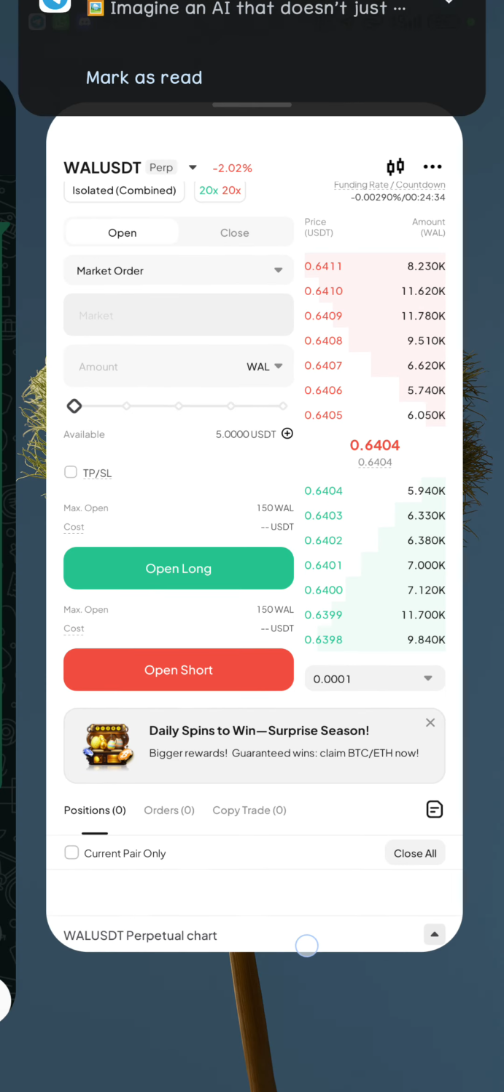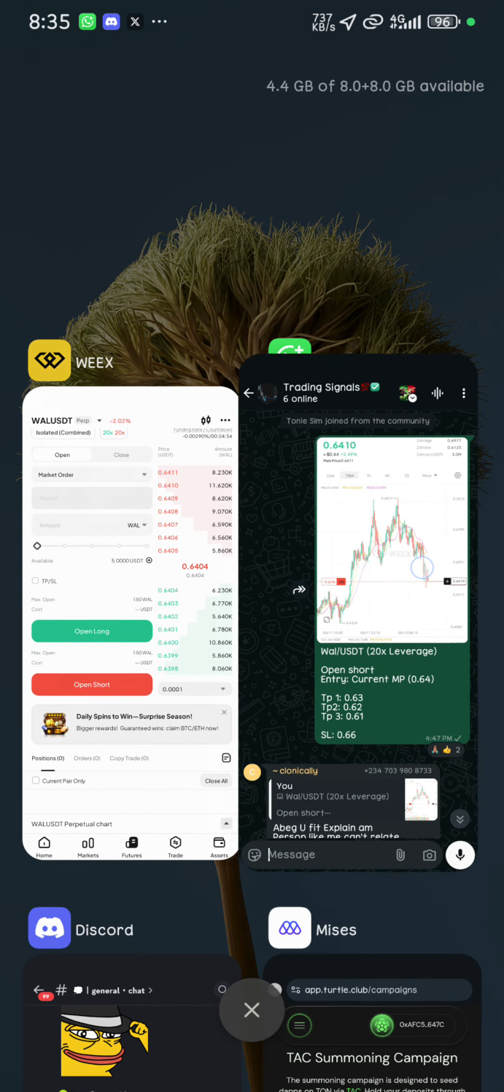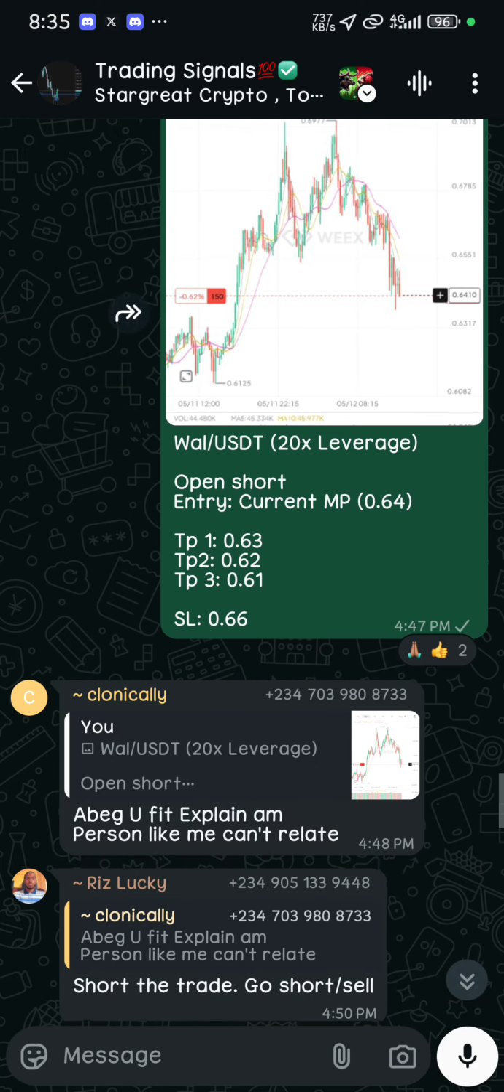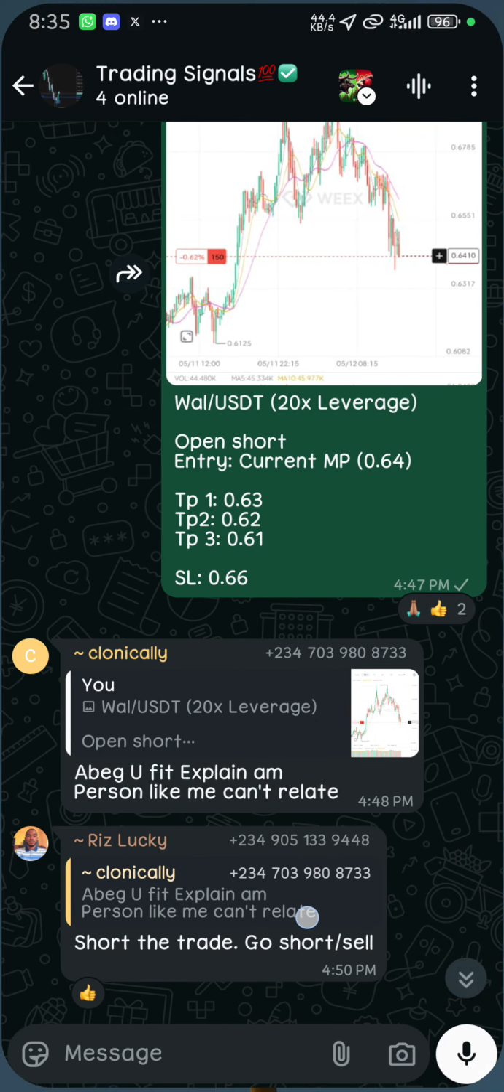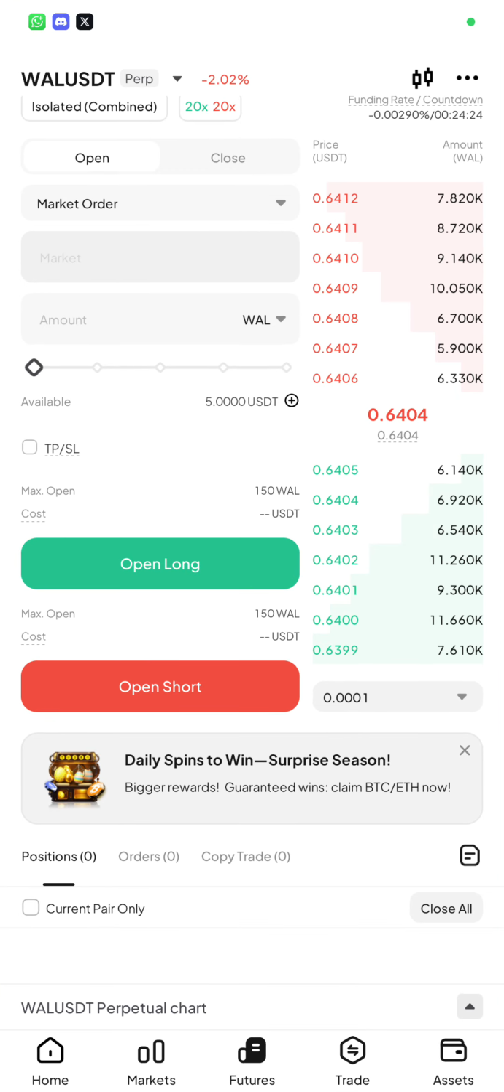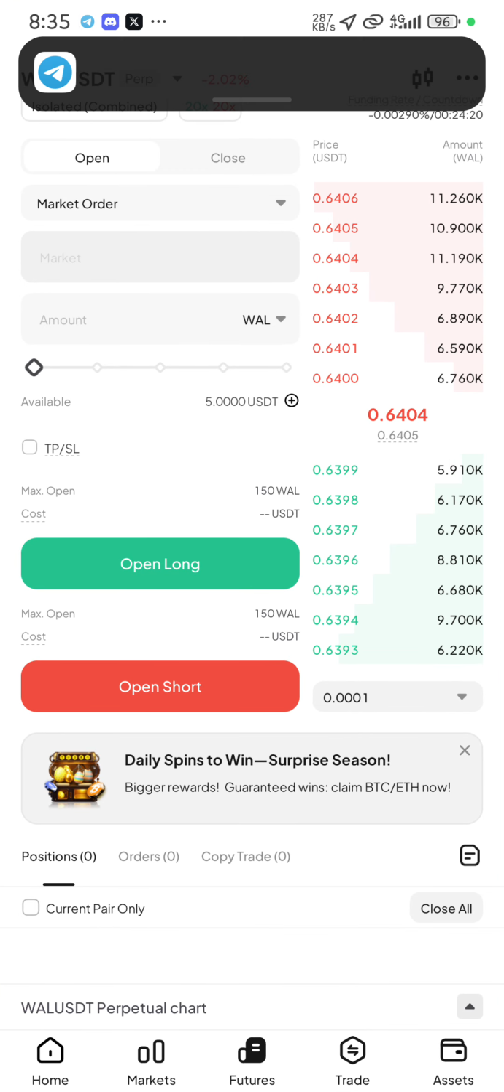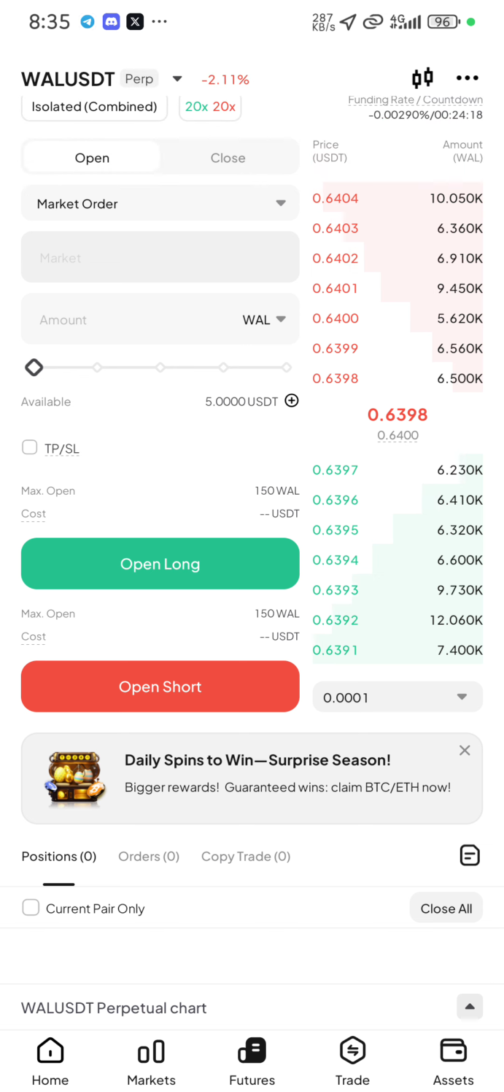If you look at this trade I put here, you see that I said entry current market price at 0.64. That's the price we entered at. If you want to enter that trade now and the price is showing, let's say, 0.63, it's not really far from 0.64. You can just leave it at market order and enter the trade, or you can change it to limit order, set it at 0.64 and enter the trade. So basically that's how it is.